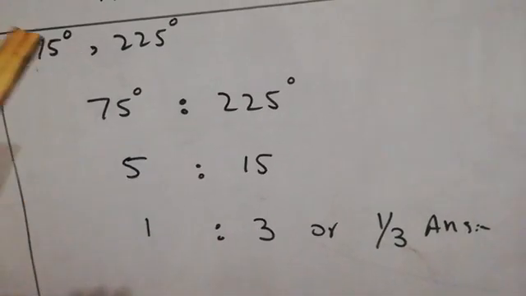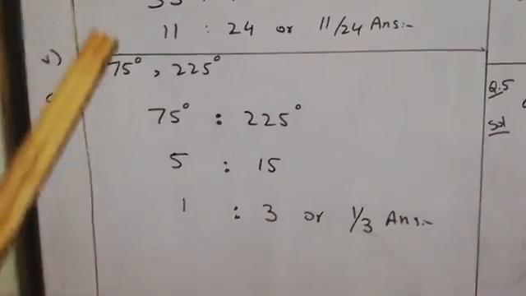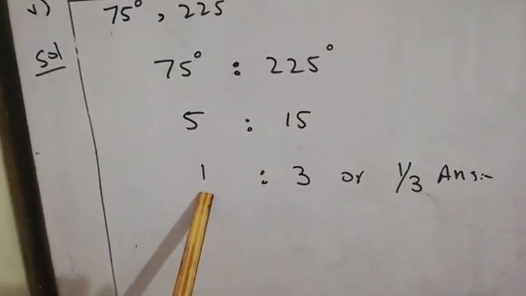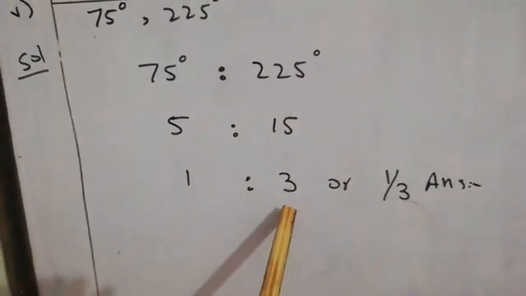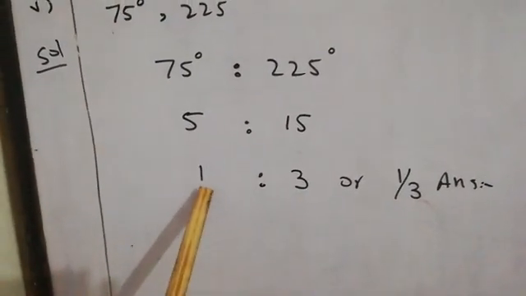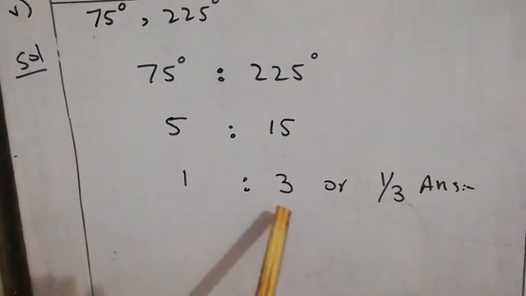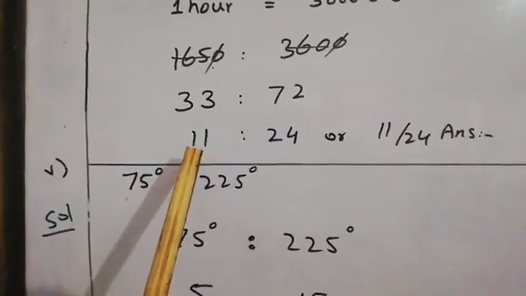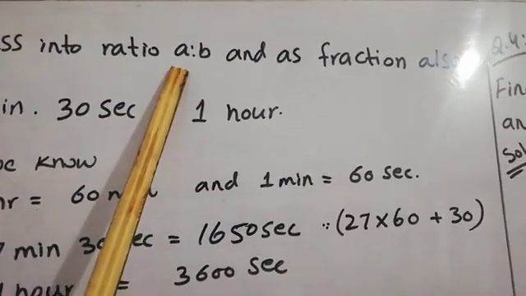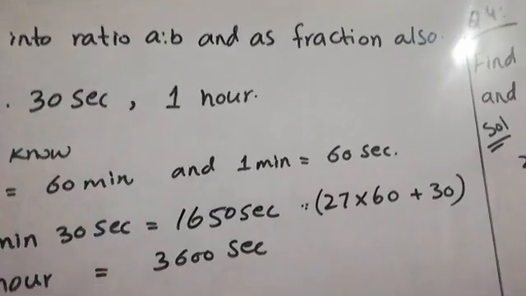My dear students, one thing again: in the ratio the first value is always known as the antecedent and the second value of the ratio is always known as the consequent. Okay, this is the antecedent and this is the consequent. In A ratio B, A is the antecedent and B is the consequent.